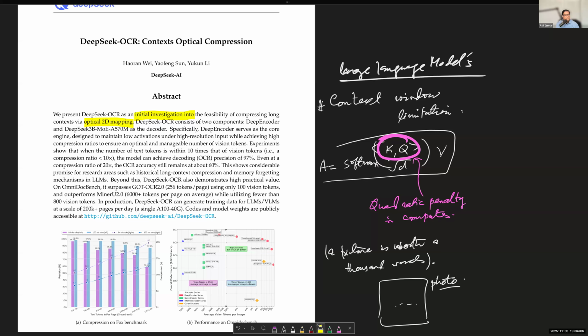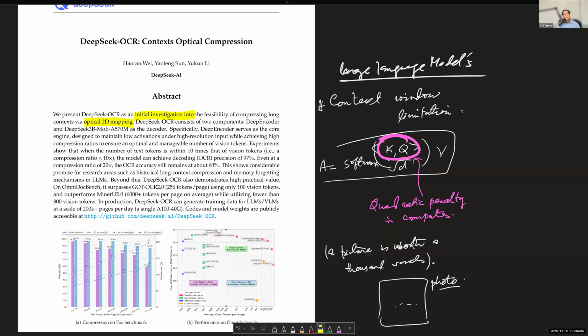And we'll see it in the paper a little bit. Even at a compression ratio of 20x, the accuracy will still remain at about 60%. Now, 60% accuracy in OCR is actually not terribly good, but 97% is really impressive. This shows considerable promise. But why could 60% be useful? Let us imagine that you have a context window that is 32K, and you are going to feed in a document that is 20 times that.